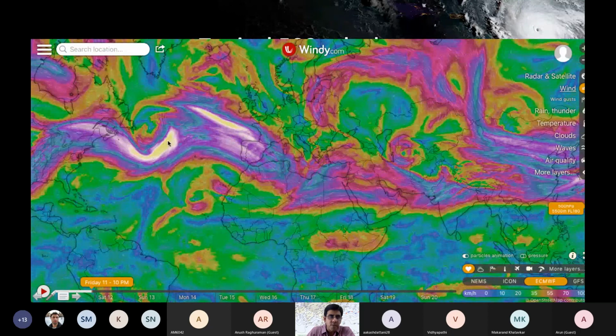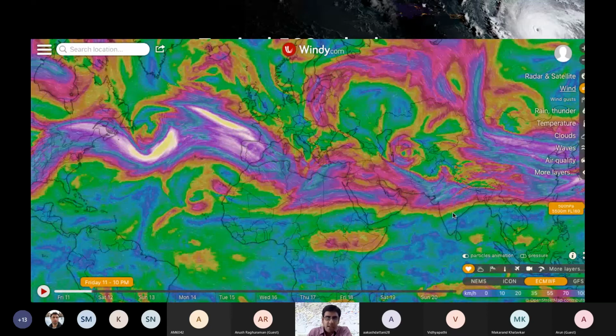This is a very fast moving stream. This is very cold air here, and when you come to India, the jet stream is very active over North India, but not so active over Central India. That's why winter temperatures are not very chilly right now for Central India. But maybe by the end of this month, it's a possibility that we may see that.